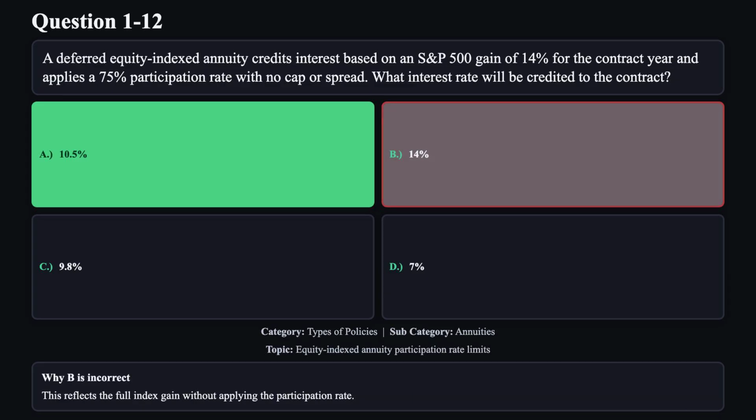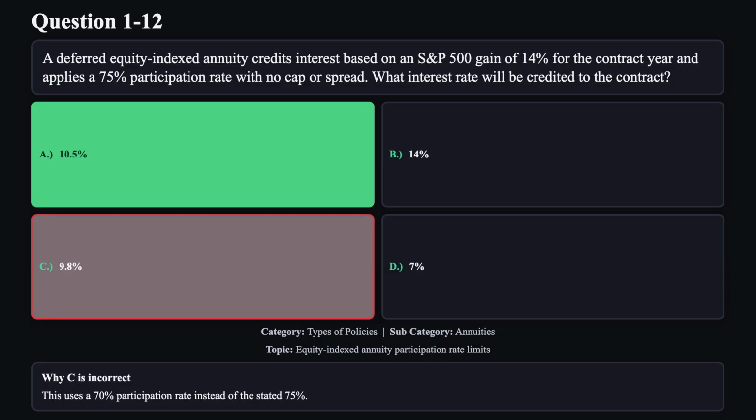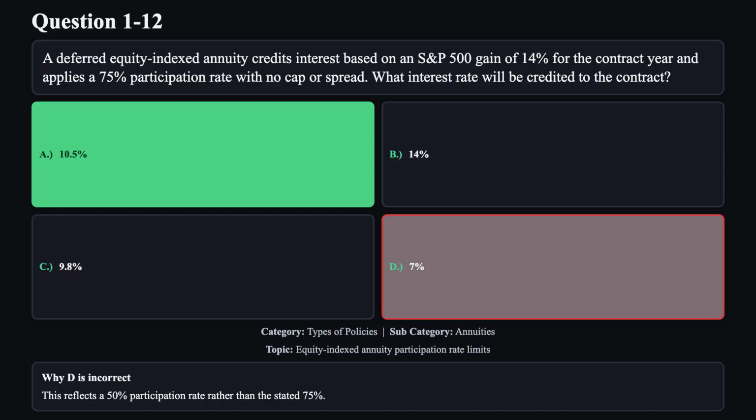Reason B is not correct. This reflects the full index gain without applying the participation rate. Reason C is not correct. This uses a 70% participation rate instead of the stated 75%. Reason D is not correct. This reflects a 50% participation rate rather than the stated 75%.